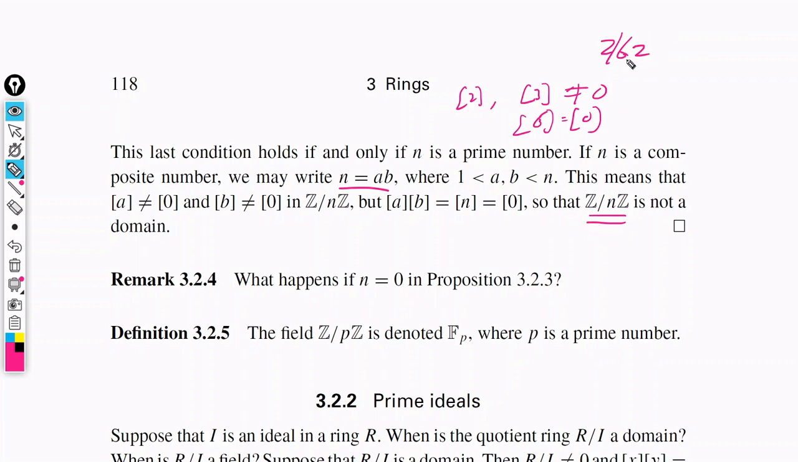Okay, for example, you consider Z by 6Z. Coset 2 and coset 3 are not equal to the 0 coset, but the product is coset 6, which is 0. And the field Z by PZ is denoted by F_p.